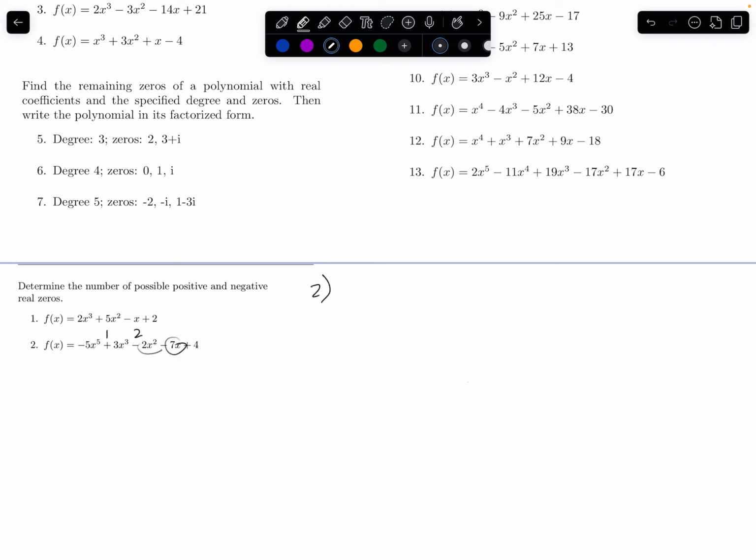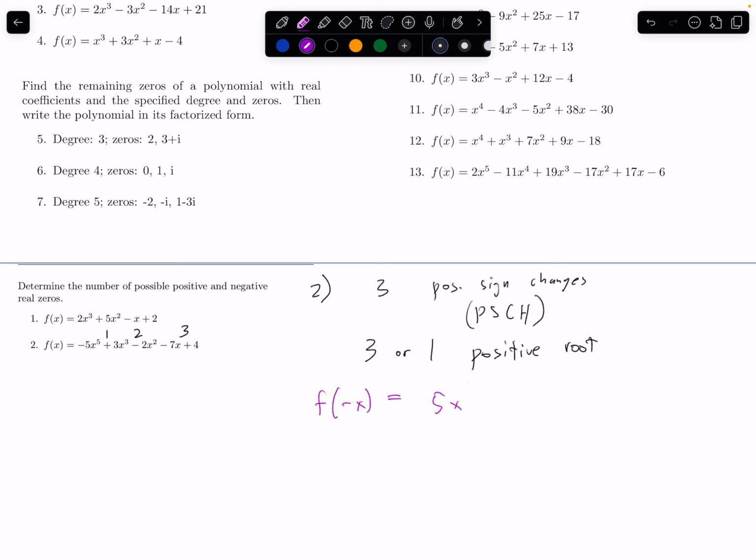And then here, negative, negative 2, the last term is positive. That's our third sign change. So three sign changes. And that means 3 or 1 positive root. Okay, when I say positive sign change, I mean if you plug in positive x into your original function, right? It's your original function. Now what about f of negative x?